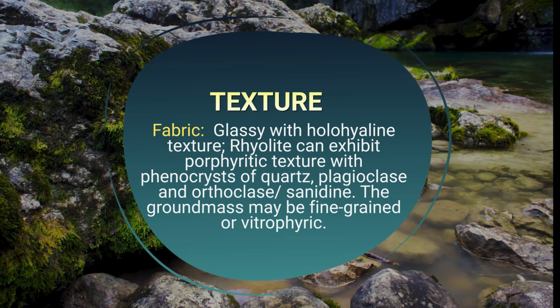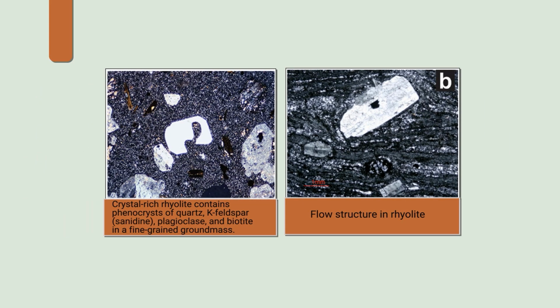Rhyolite is also known to exhibit porphyritic texture. In the porphyritic texture, we have phenocrysts of quartz, plagioclase and orthoclase or sanidine being surrounded by a groundmass which may be vitrophyric, that means glassy. Here are two photomicrographs of rhyolite. This is the fine grained groundmass, as you can see here.